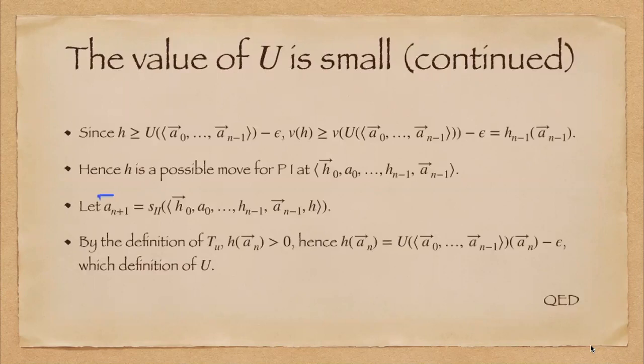This should be an arrow here, and this is a_n. So h of a_n has to be positive, because this is part of the rules of the auxiliary game. Player one can only take moves that lead to positive promises.